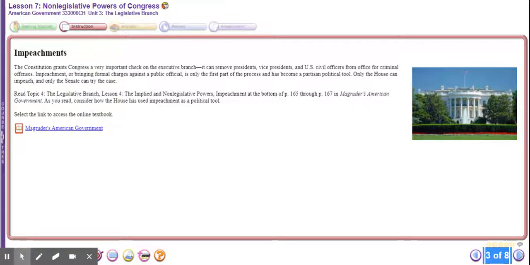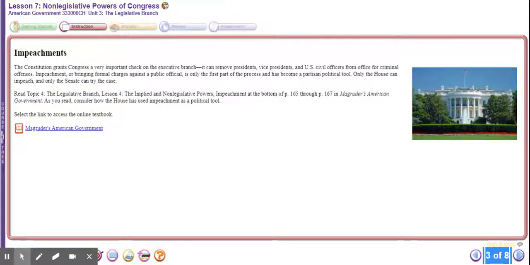They officially charge that public official with violating the terms of office. They call it in the Constitution high crimes and misdemeanors. Okay, but either way, the House actually votes to impeach, and then it goes to the Senate. The Senate then has a trial, just like a criminal trial.